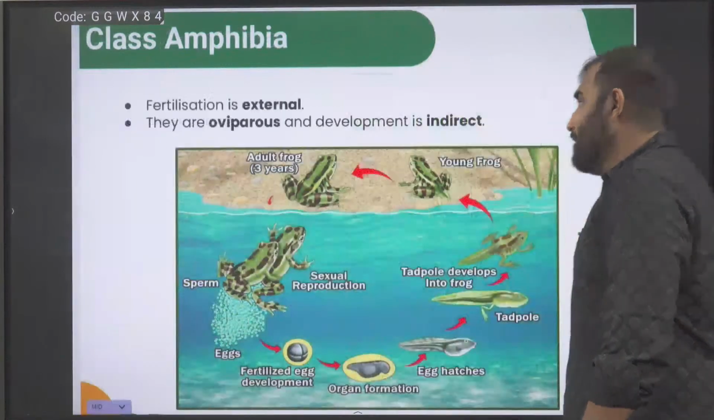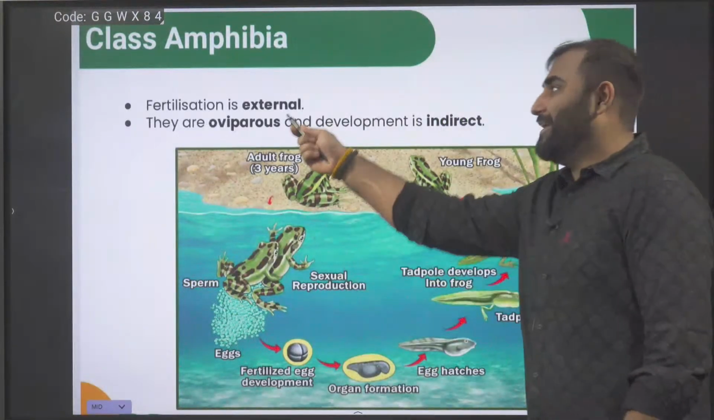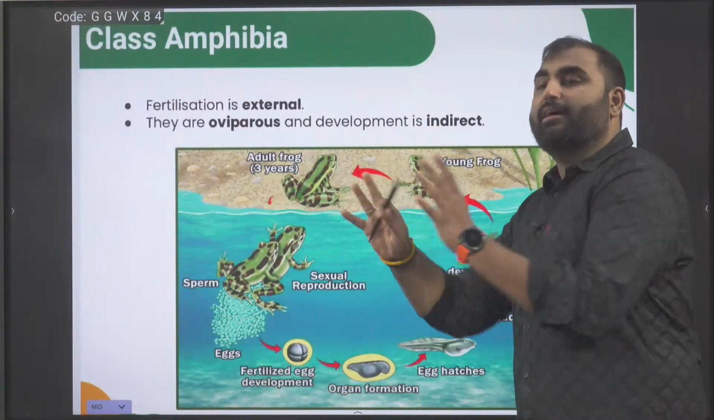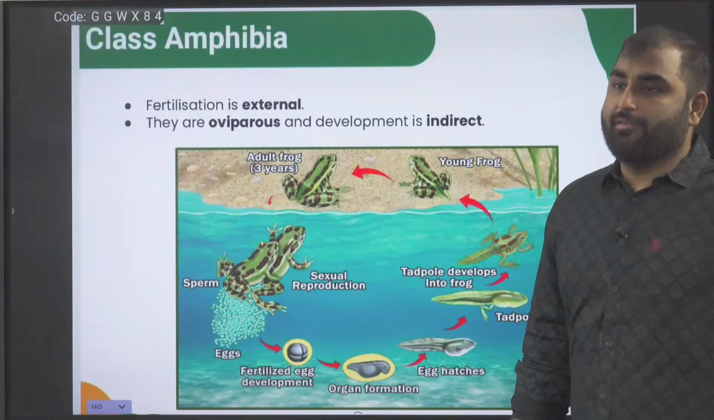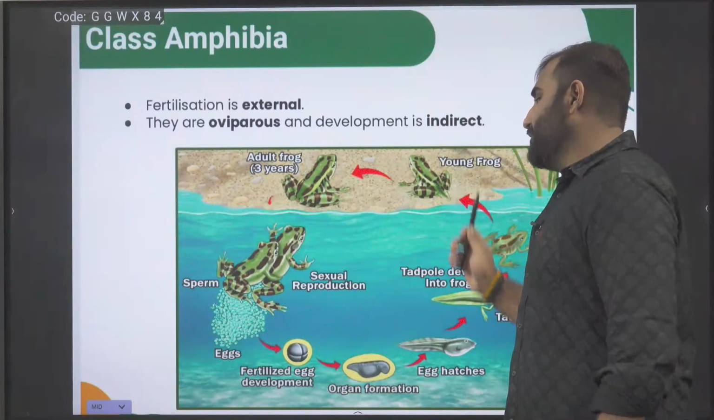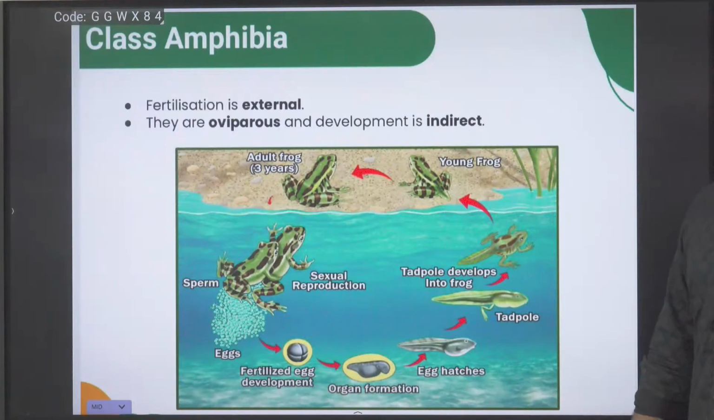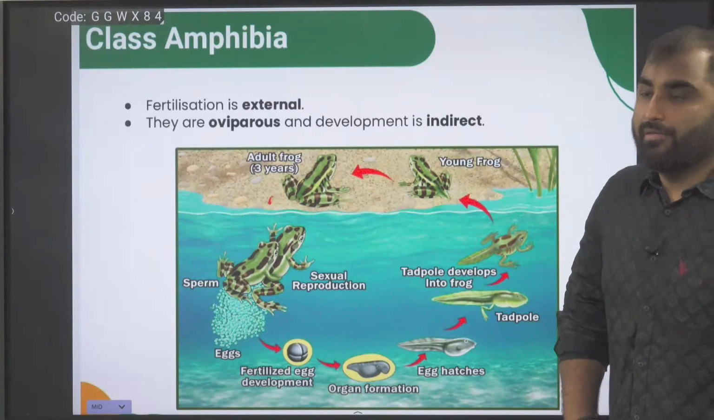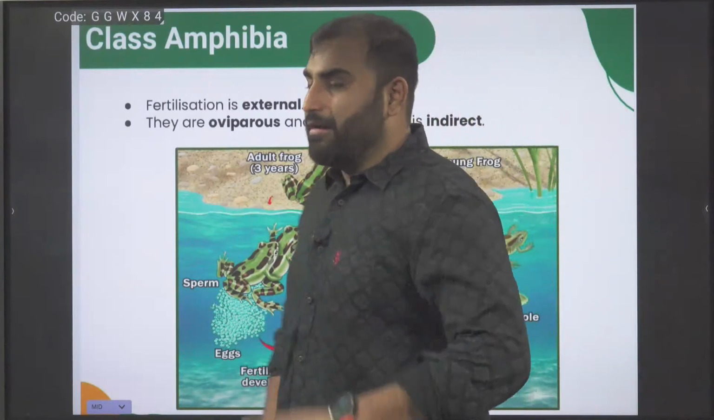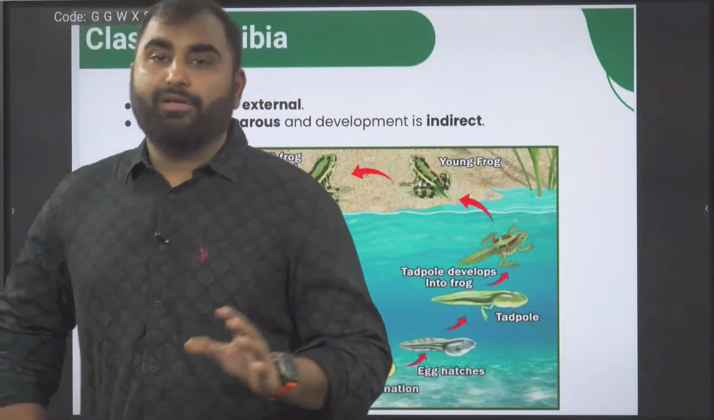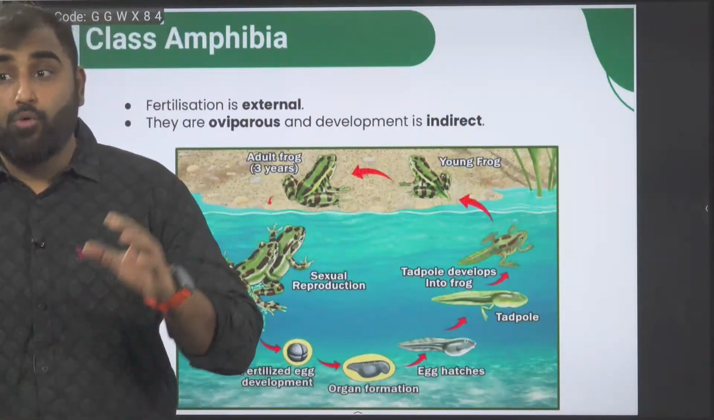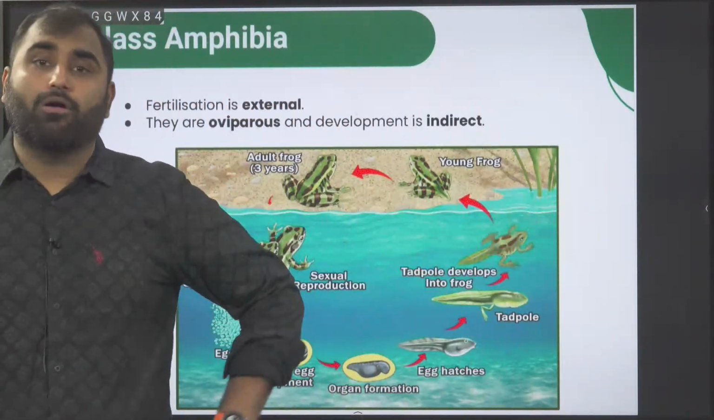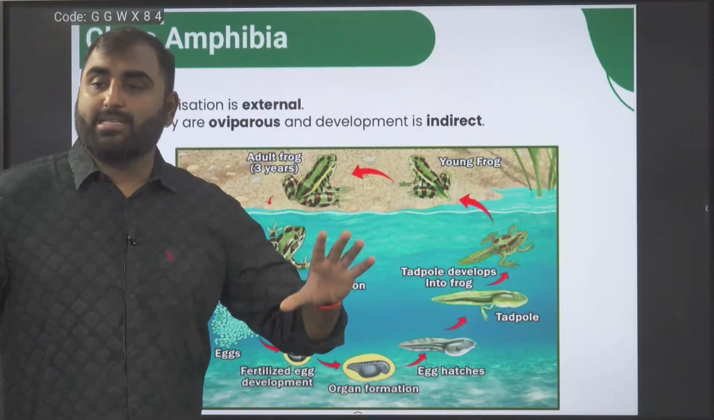Are we clear? So fertilization is external, and majorly they are oviparous. Salamander is an exception, which is viviparous. And development goes through a larval stage, and that's why it is indirect development. Are we clear with this, guys? So we have roughly covered the general features of amphibia. We will talk in more detail when we speak about frog. So this completes the amphibians.